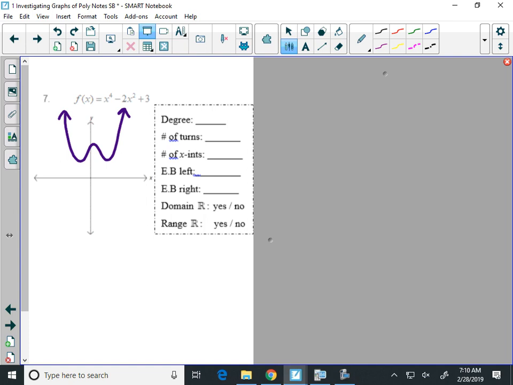All right, so let's talk about degree here. Highest exponent. So I have an exponent of 4 and an exponent of 2. The higher one is 4. So this polynomial has degree 4.